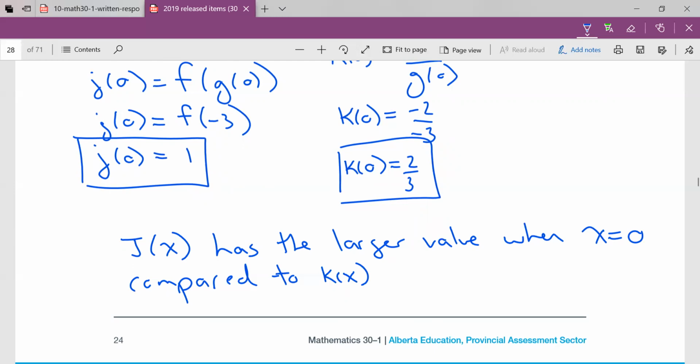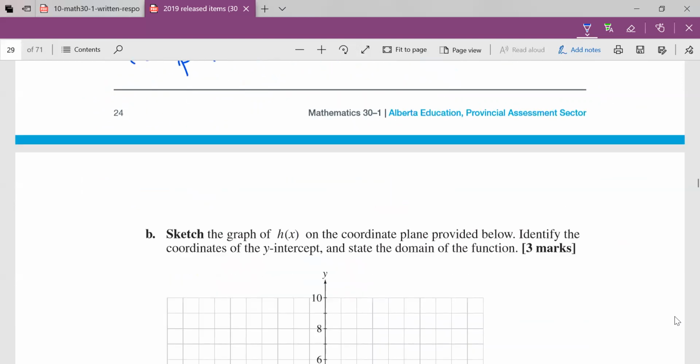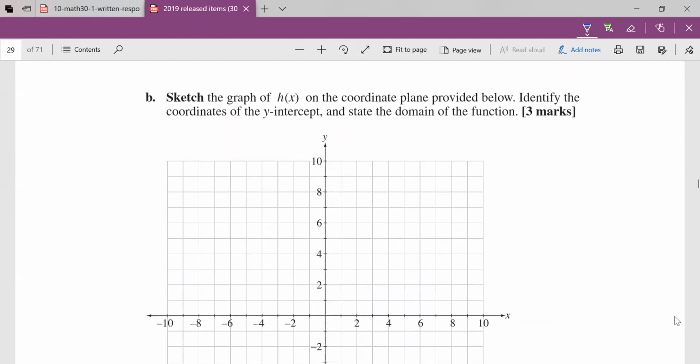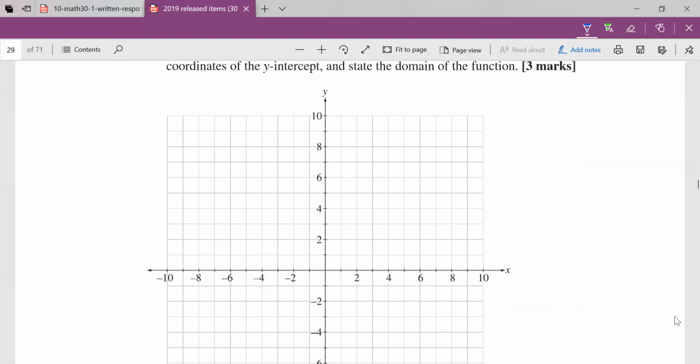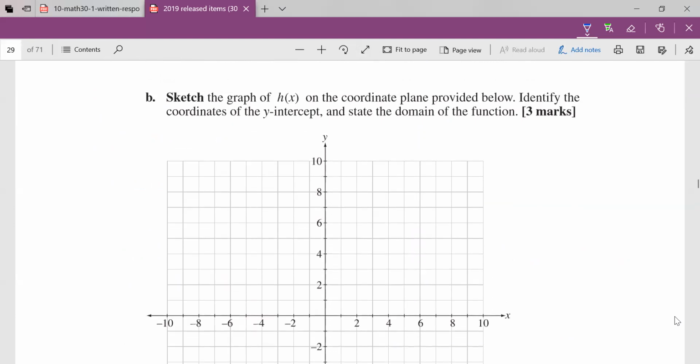All right, so now let's go see what part B is. So there's part A, not too bad for 2 marks. Part B says, sketch the graph of h at x on the coordinate plane below. Identify the coordinates of the y-intercept and state the domain of the function. Remember, we're going to subtract these 2 functions. So h at x is equal to g at x minus f at x.